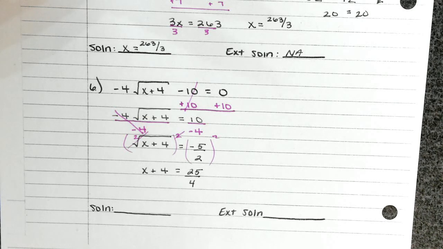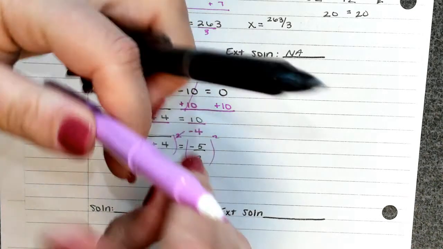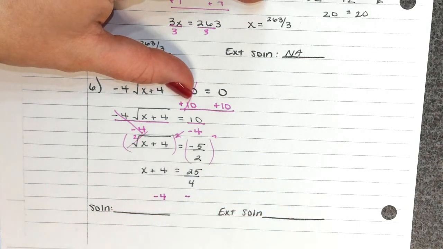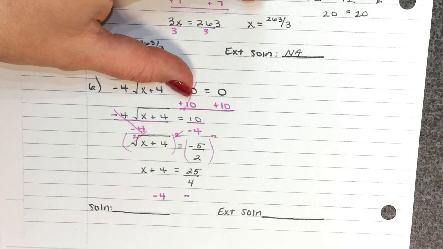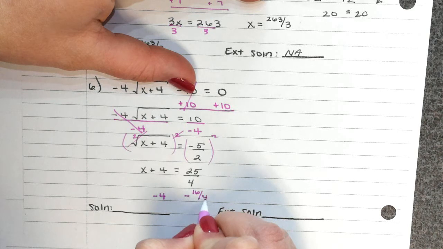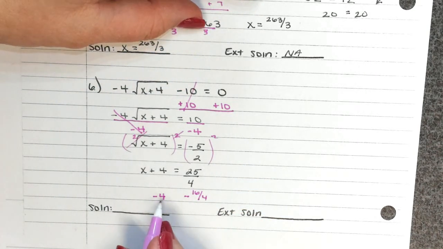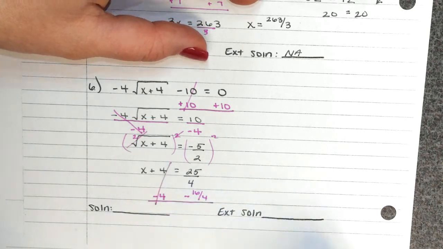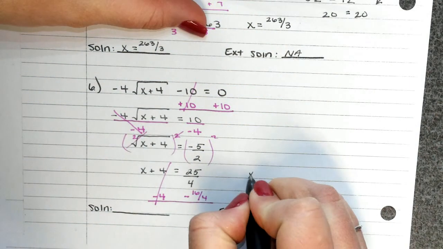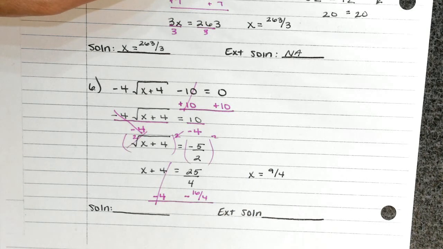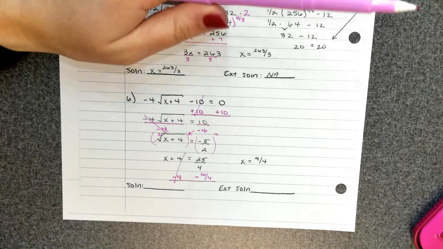Number 6, what comes next? Then you subtract 4 on both sides. Okay, so I'm going to subtract 4 here, but I'm going to write 4 differently. How should I write it? 16 over 4, so then that way I have a common denominator. Right? 16 fourths is 4. So I subtracted 4 on both sides, the same. I'm going to get 9 fourths. Good. X equals 9 fourths. Cool. All right. Now what?